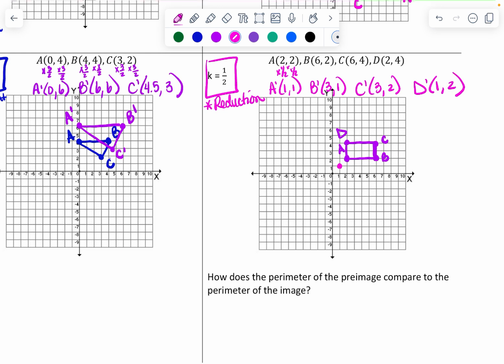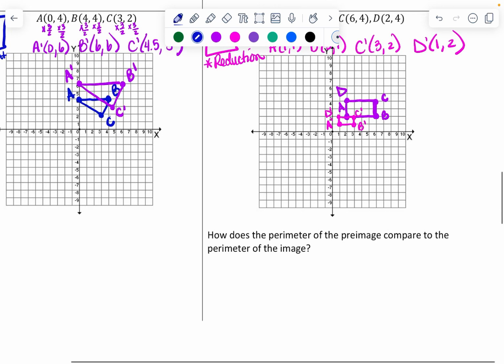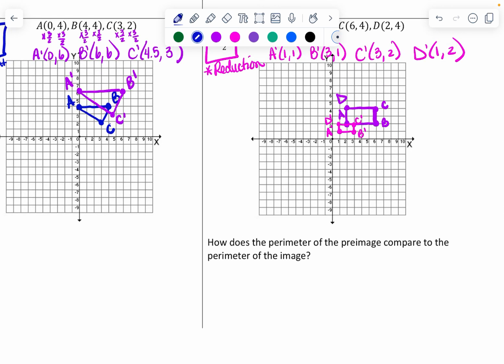And let's plot our points. Here's A prime. Here is B prime. Here is C prime, little overlap. And here is D prime. Okay, so the lengths of the sides got half as big. The distance got half as long away. So last question of the day is talking about the perimeter of the pre-image to the perimeter of the image.